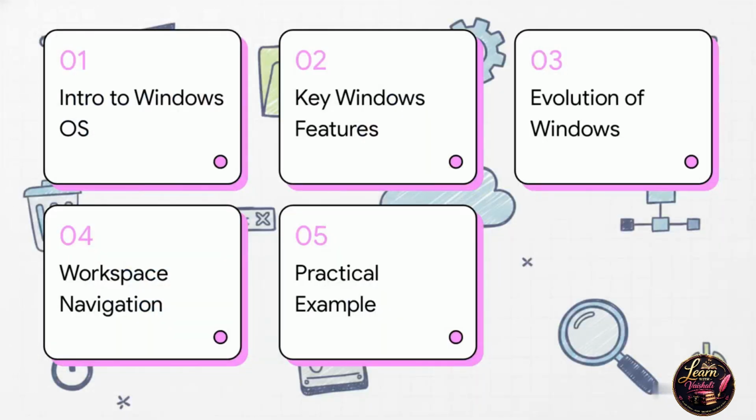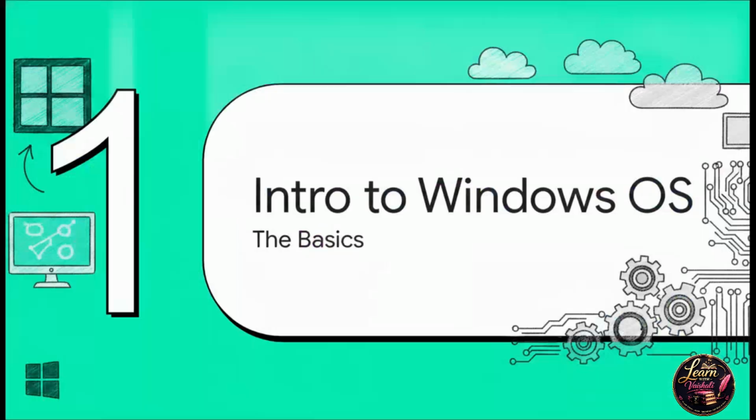Okay, so here's our roadmap for today. We're going to cover 1. Introduction to Windows OS. 2. Key Windows features. 3. The evolution of Windows. 4. Navigating the workspace. And finally, 5. We'll wrap it all up with a practical example. Let's kick things off with Section 1, Introduction to Windows OS.